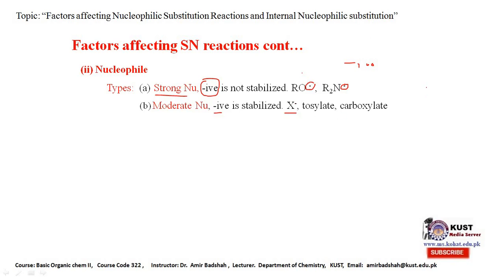Similarly, in the case of tosylate, this is the phenyl group, and along the phenyl group there is a sulfonic group present, with a negative charge, and here a methyl group is present. This species can also act as a nucleophile since a negative charge is present, but this negative charge is stabilized by resonance into this ring.